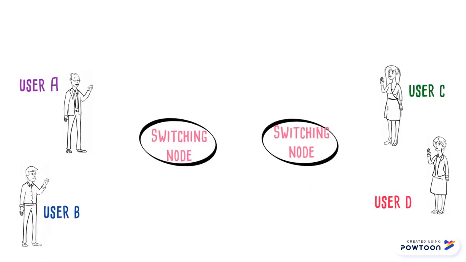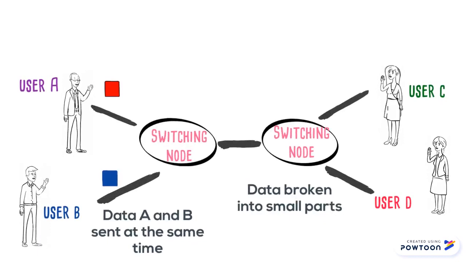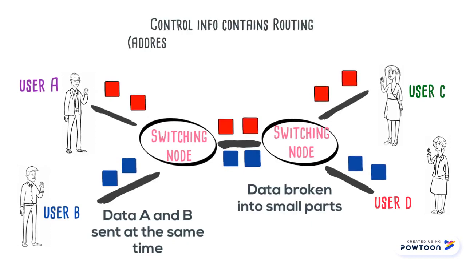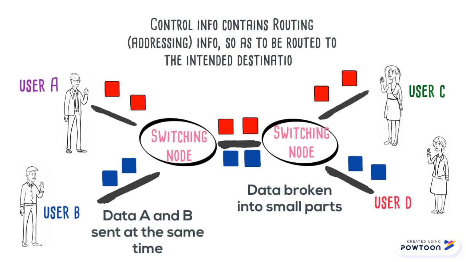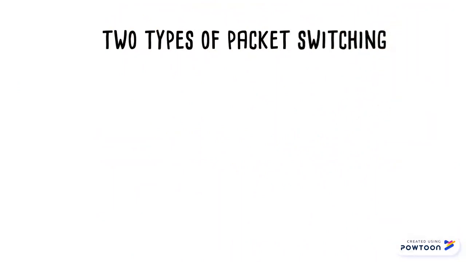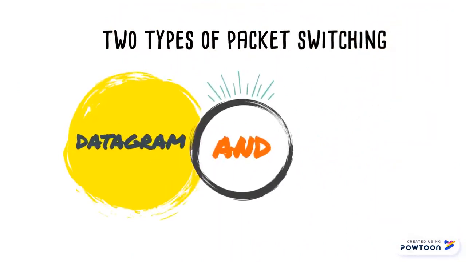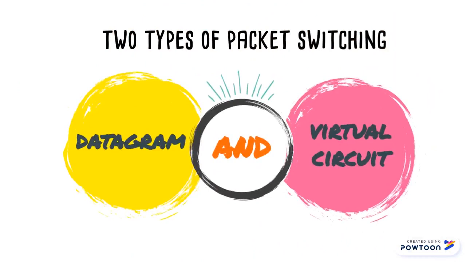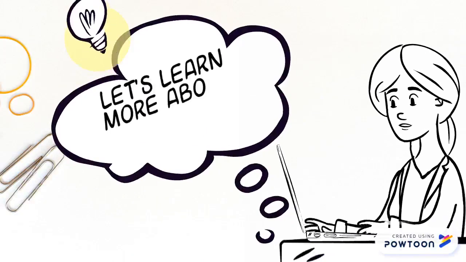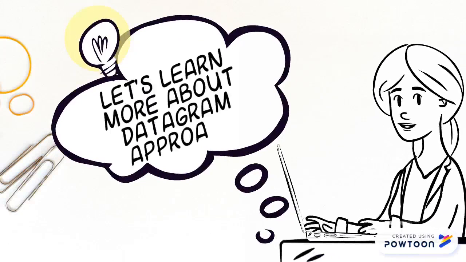In this, data A and B are sent at the same time. Data is broken into small parts. Control information contains routing or addressing information so as to be routed to the intended destination. Two types of packet switching: datagram and virtual circuit. Let's learn more about the datagram approach.